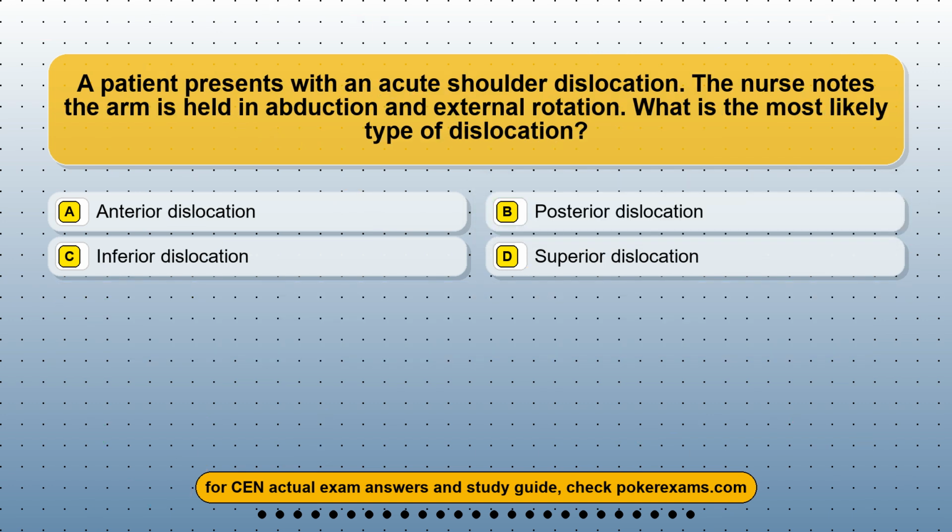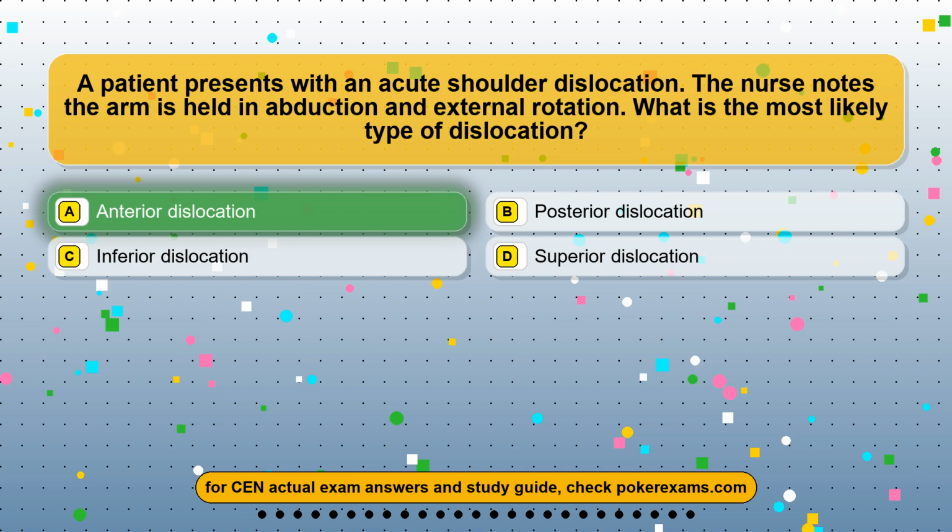Question 25. A patient presents with an acute shoulder dislocation. The nurse notes the arm is held in abduction and external rotation. What is the most likely type of dislocation? Option A. Anterior dislocation. Option B. Posterior dislocation. Option C. Inferior dislocation. Option D. Superior dislocation.